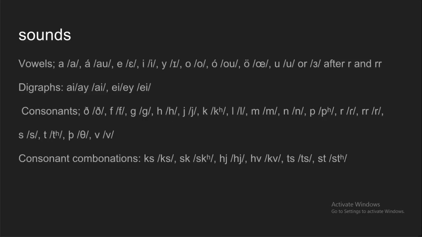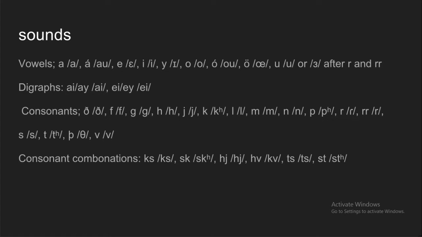So, here we go. It is shorter so I can get through it faster. For basic vowels, there's A, which is ah; acute accent to the A, which is ow; E; I, which is E; Y, which is I; O, which is O; acute accent to the O, which is O; diaeresis O; U, which is oo.